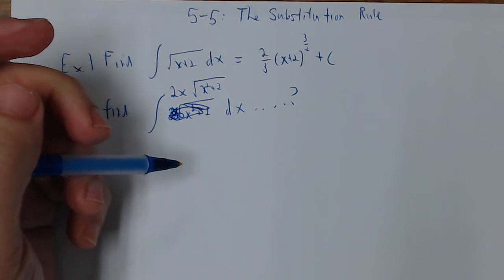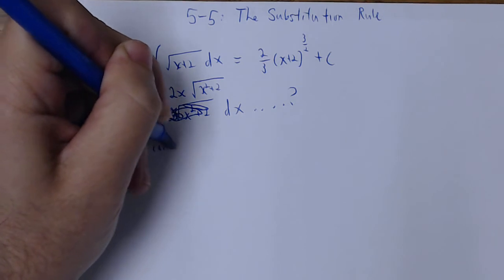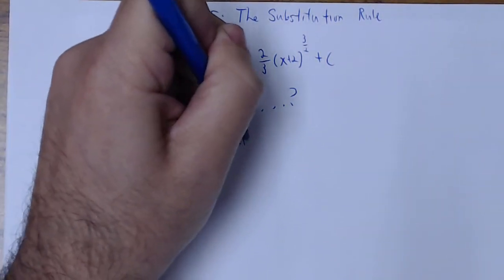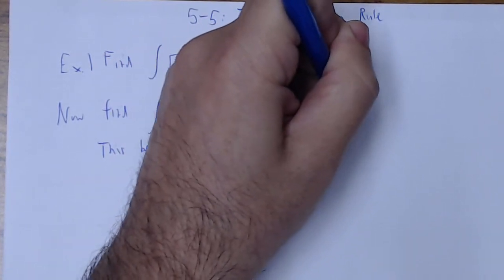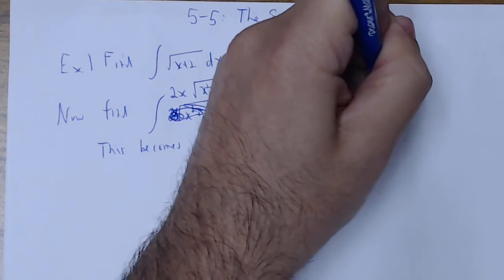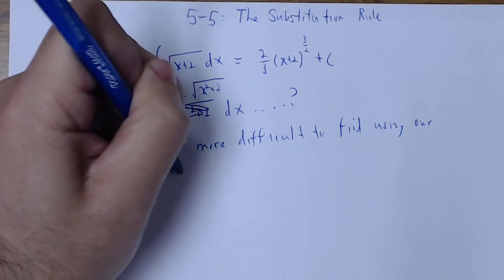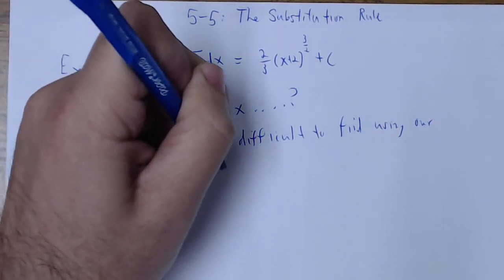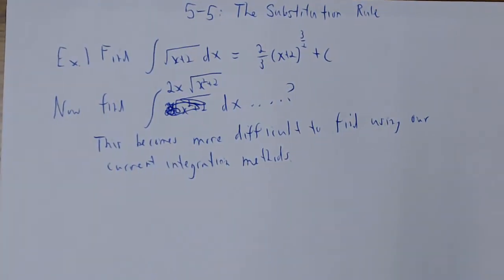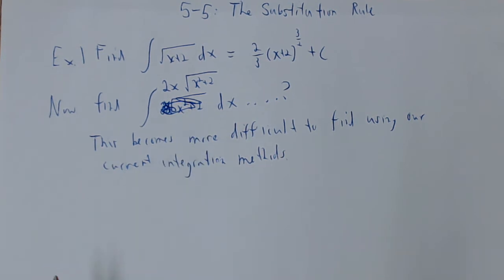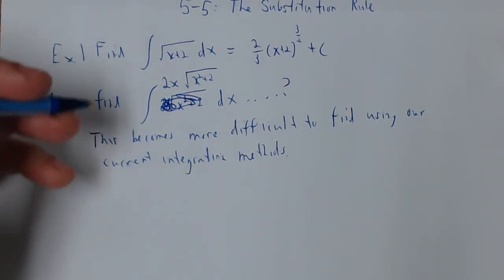However, what we notice is this becomes more difficult to find using our current integration methods. In fact, it becomes almost impossible, right? When you look at this, you're like, oh, I don't know, I'm kind of stuck. How would I find the antiderivative of this? So here's where the substitution rule comes in, and it's just going to simplify this so much for us.